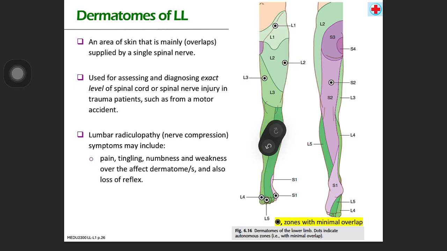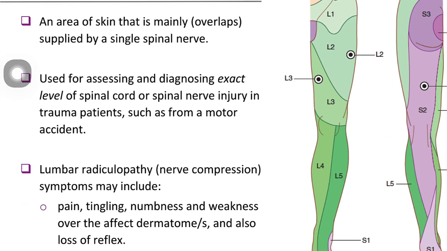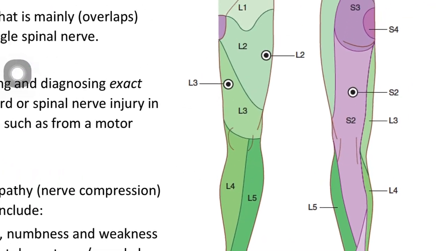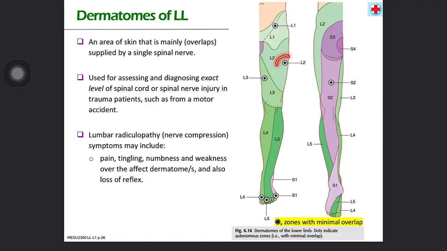So what I want you to know is some of the levels here. You know the purpose, right? It is used for assessing and diagnosing the exact level of the spinal cord or spinal nerve injury in patients. So there are some areas that we call the zones with minimal overlap. In the clinical skill workshop, you will be shown how to locate them, but at least you know that we have overlapping regions.